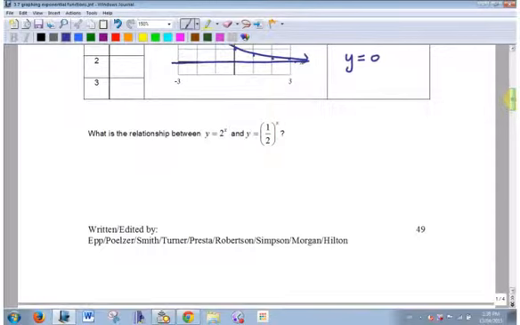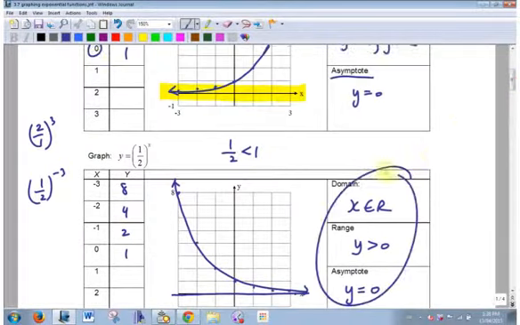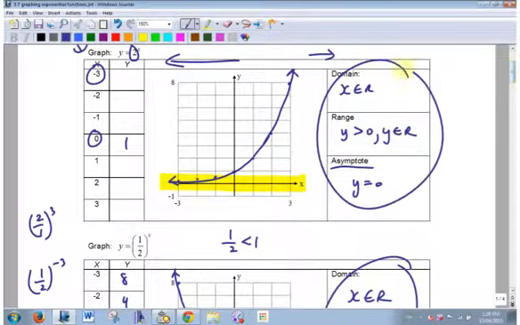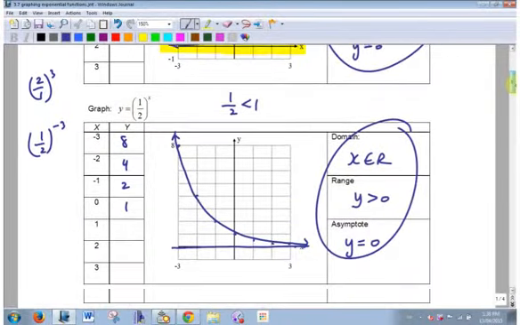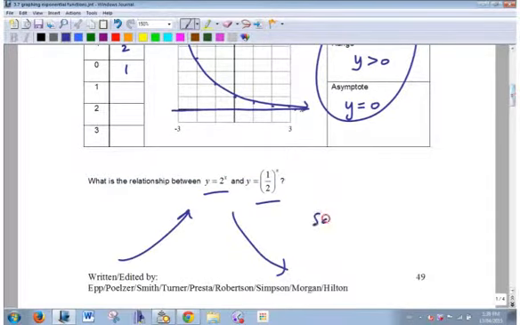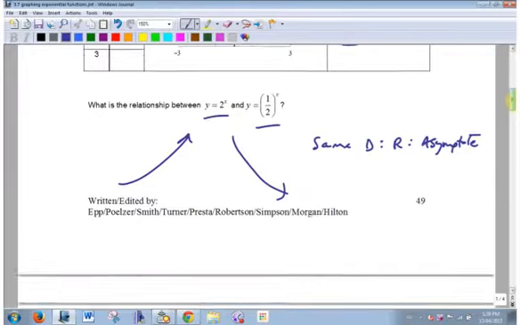Again, you have this already. Okay, we did it the first day. What's the relationship between that and that? Well, that one goes up, that one goes down. This is growth, this is decay. They're both to the power of x. But I think what we really care about is, do we notice something here? Those are pretty darn close, aren't they? Same. Okay? Same domain, range, asymptote. Okay.